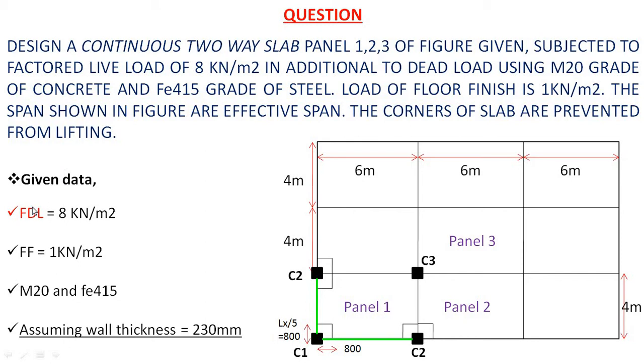So in the given data, the factored live load is equal to 8 kN per meter square, the floor finish is given as 1 kN per meter square, the grade of concrete is M20 and the grade of steel is Fe415. In this question the width of the support is not given, so I have assumed the thickness of the wall as 230 mm. We will design for panel 1 only in this session. You can see this box, these are the torsion steel. Here are also torsion steel. We will see them in the further design.